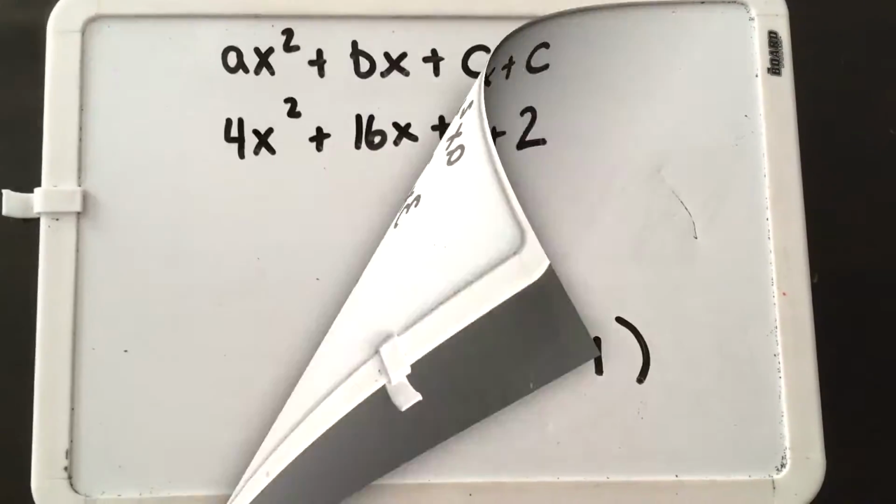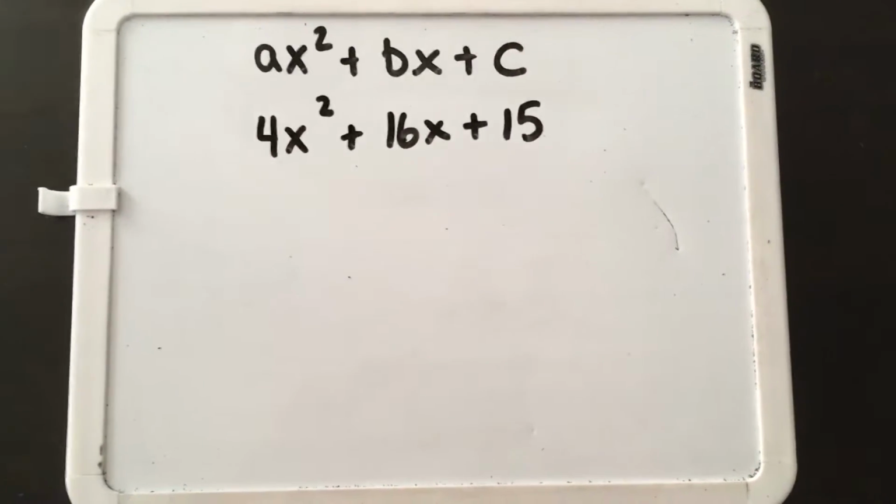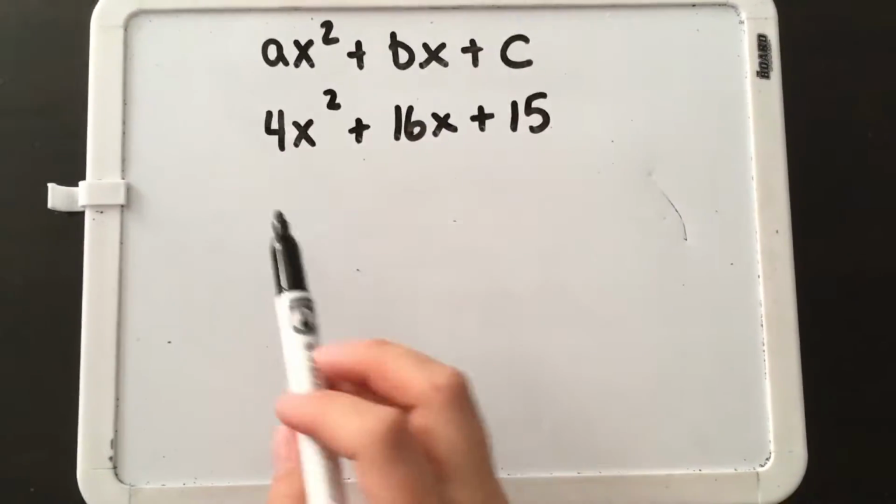In this example, 4x squared plus 16x plus 15, our a term is 4.